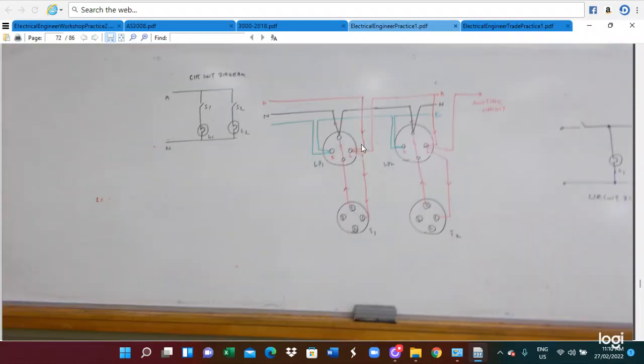Here is a wiring diagram. In the wiring diagram line 1, line 2 is here, and this is switch 1, switch 2. The red lines are the supply line, the black line is the neutral, and the green line is the earth. So 2 lights are controlled by the 2 switches. So the circuit diagram shows 2 lights controlled by 2 switches. So this is for the circuit diagram, and this is the real wiring diagram.